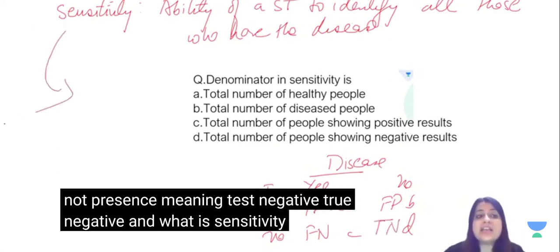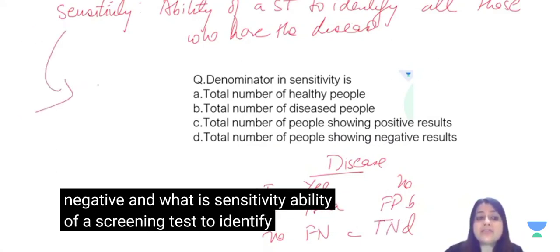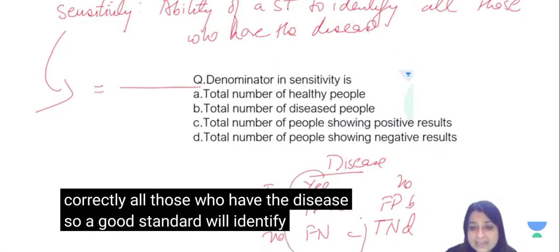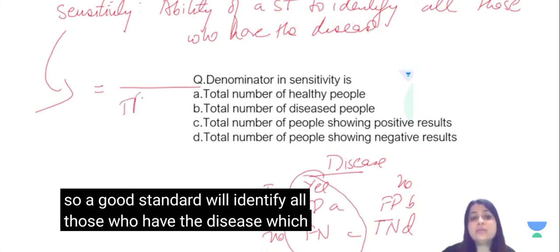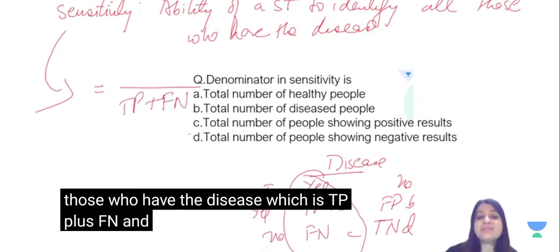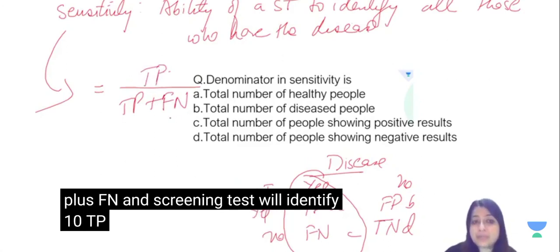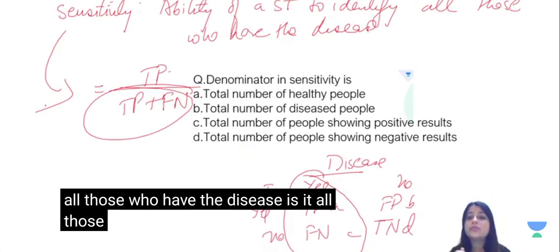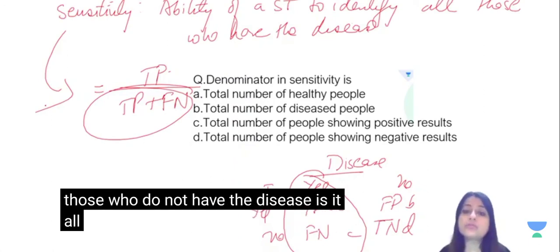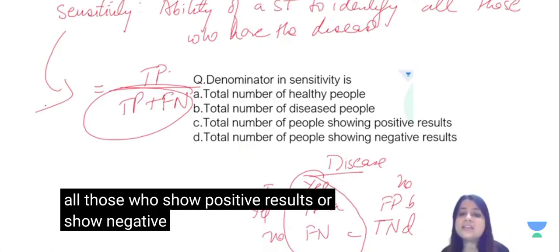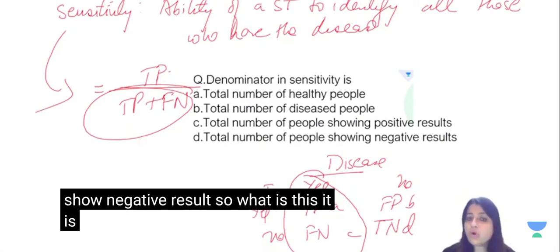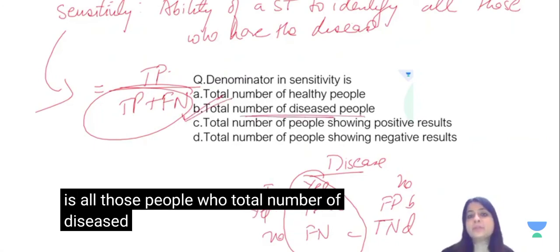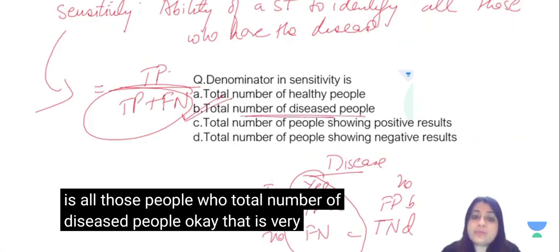And what is sensitivity? Ability of a screening test to identify correctly all those who have the disease. So gold standard will identify all those who have the disease, which is TP plus FN. And screening test will identify it in TP. So what is this denominator? Is it all those who have the disease? Is it all those who do not have the disease? Is it all those who show positive results or negative results? It is the total number of diseased people. That is very important.